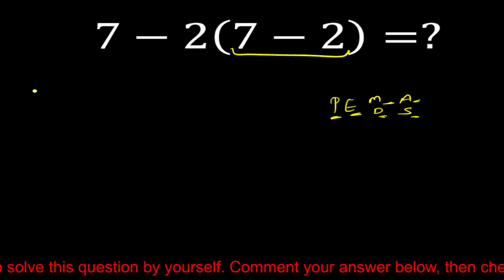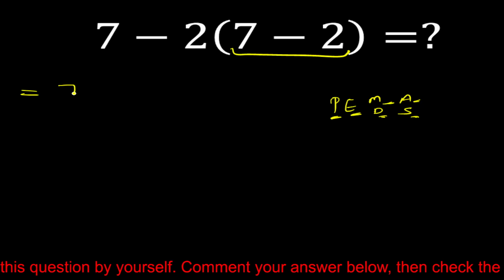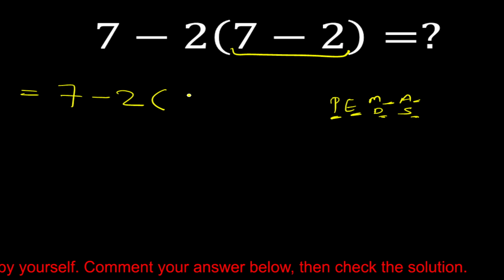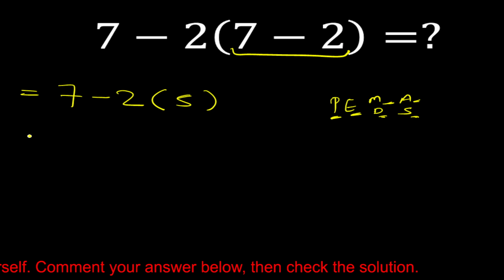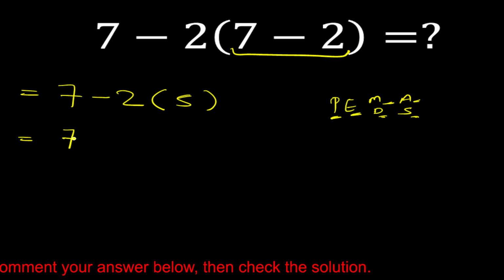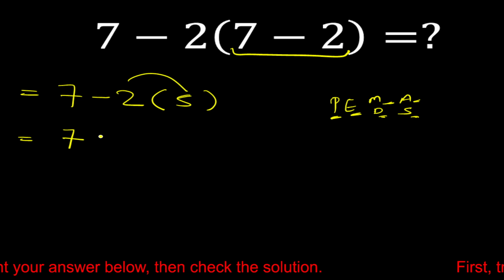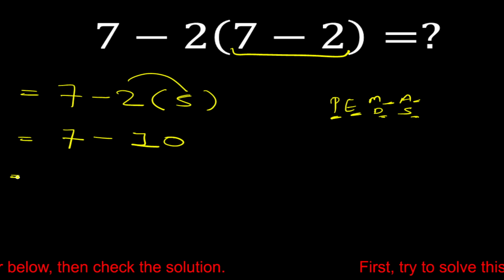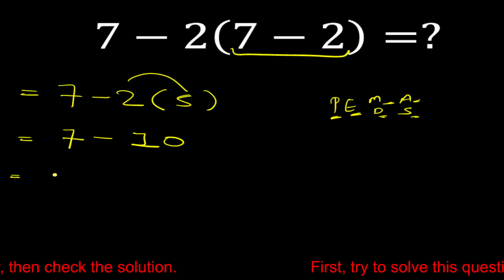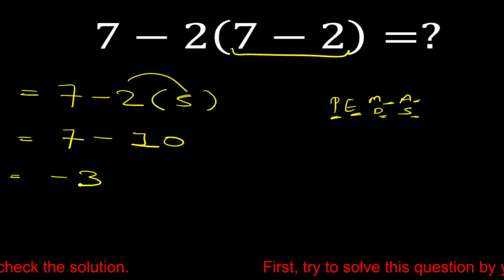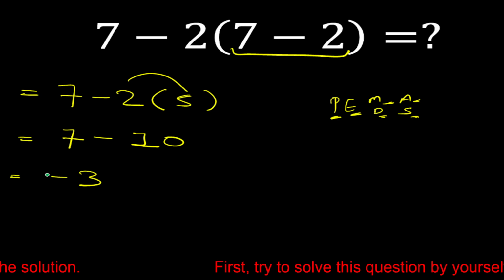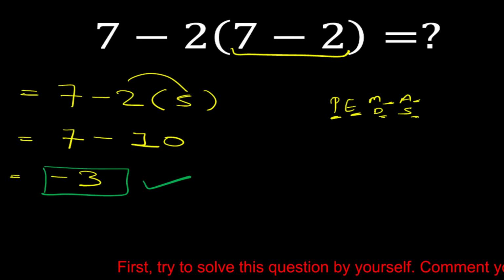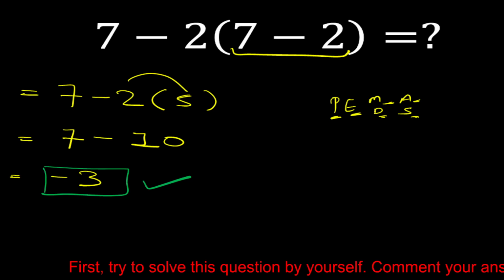7 minus 2 is equal to 7 minus 2. Now in the parenthesis, 7 minus 2 is equal to 5. Okay. Now 7, 2 minus 5 is equal to 10 minus 10. Now 7 minus 10 is equal to minus 3. So the correct answer is minus 3. Okay. Minus 3 is the correct answer.